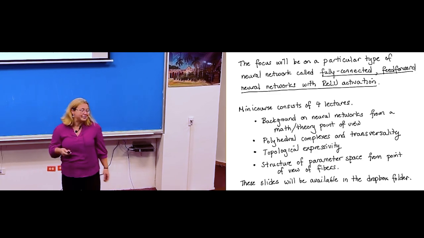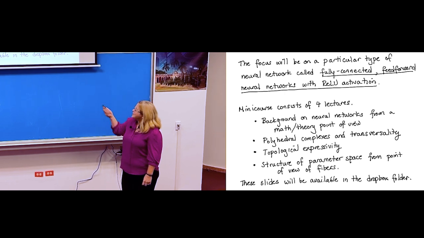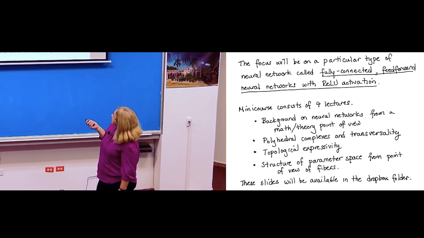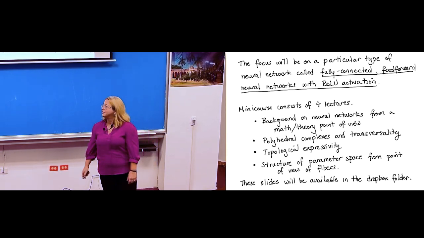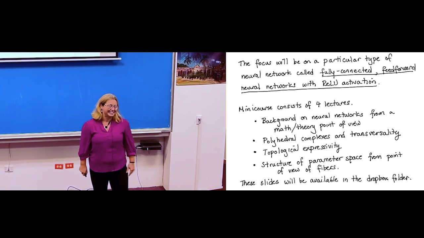If that doesn't mean anything to you yet, don't worry. That's what I'm going to explain. So this mini course consists of 4 lectures. This first one is going to provide all the background that you need to know about neural networks. So this is neural networks from the point of view of a mathematician.